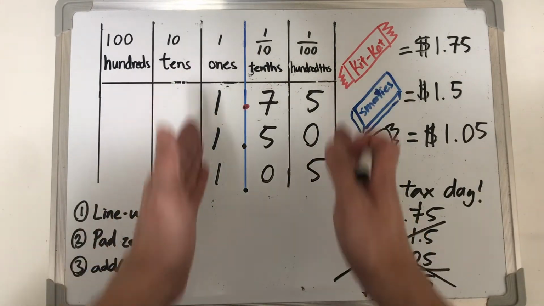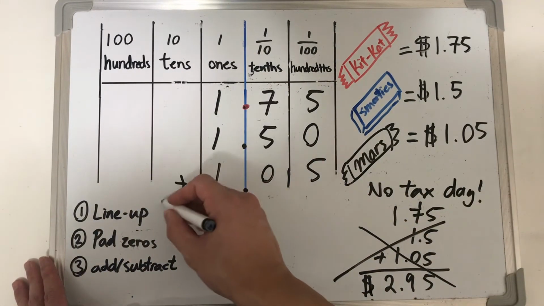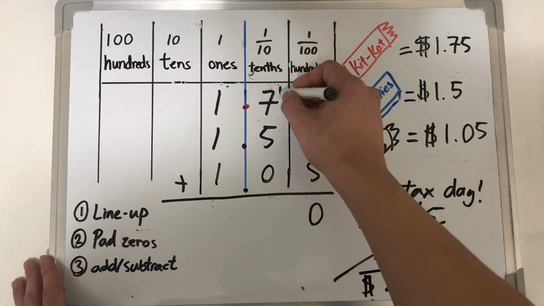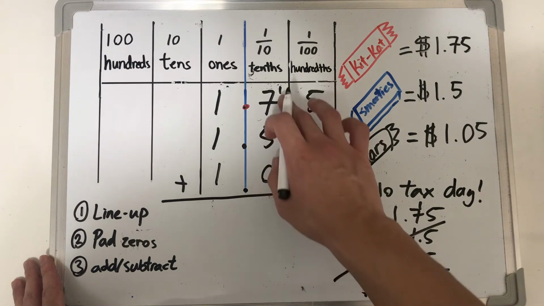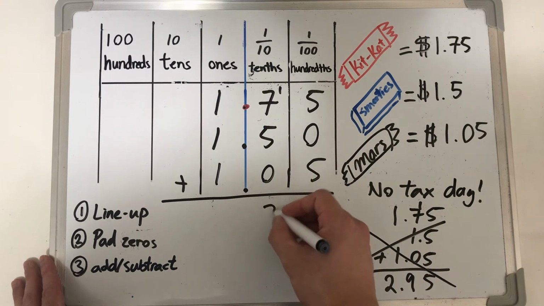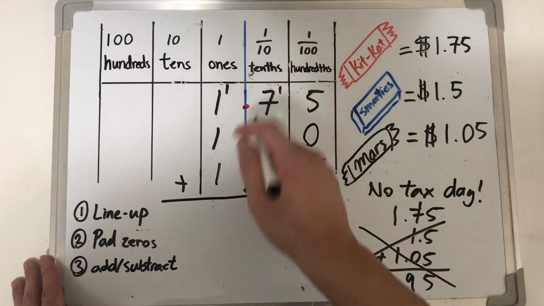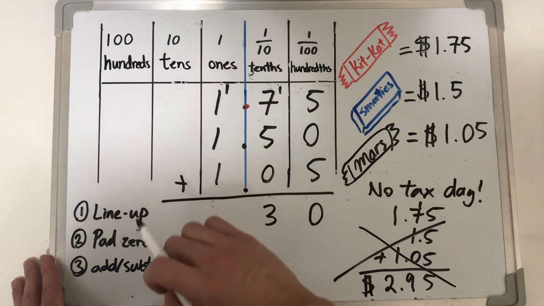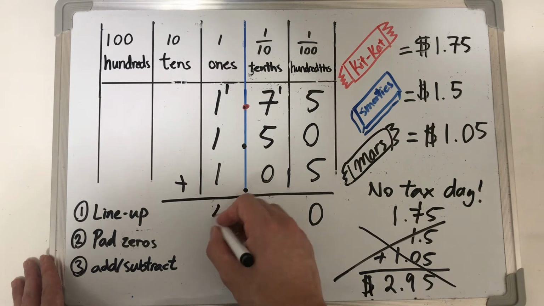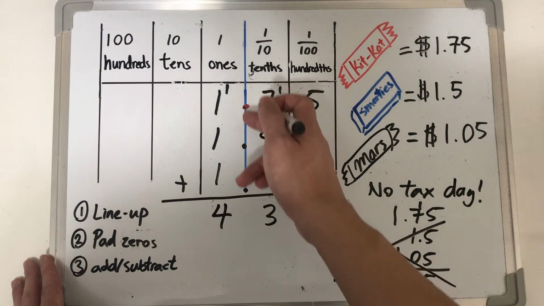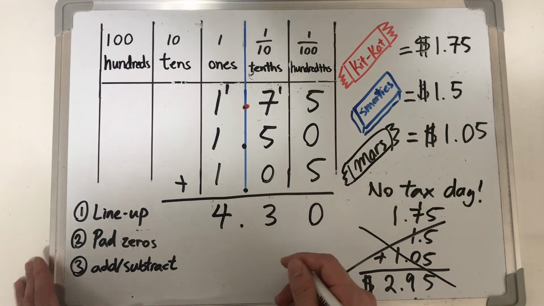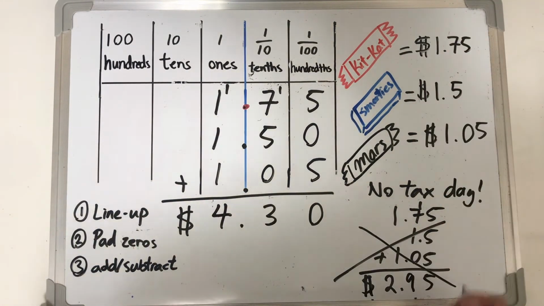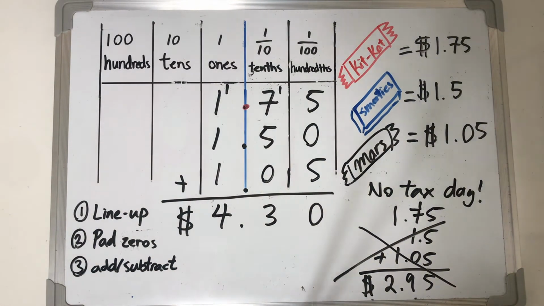Now that we have everything lined up nice and neatly, we're just going to add 5 plus 5, that gives me 10. I'm going to carry the 1 over. 7 plus 1 is 8. 8 plus 5 is 13. Carry the 1 over again. So that's $1 plus another dollar. That's $2 plus another dollar is $3 plus another dollar is $4. Then I simply have to move this decimal point down in the same line. And my total for these 3 chocolate bars should be $4.30.